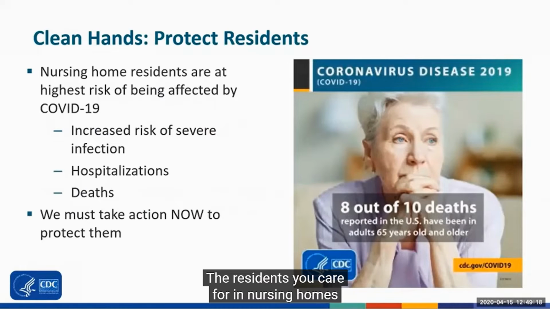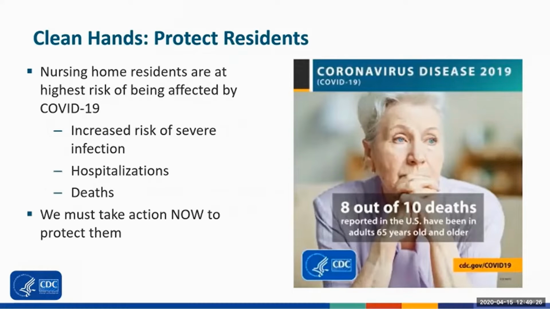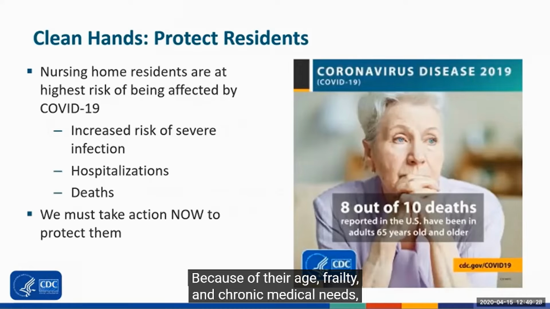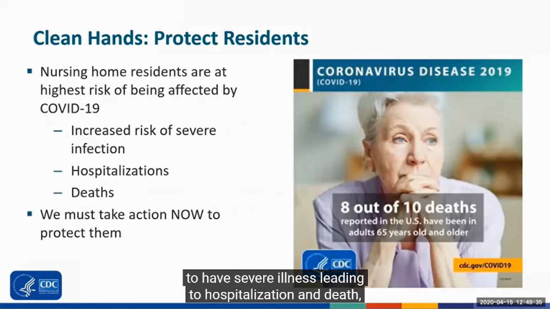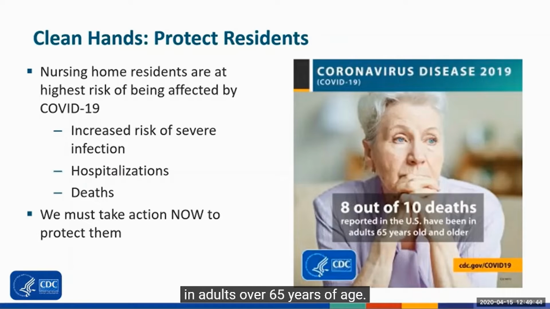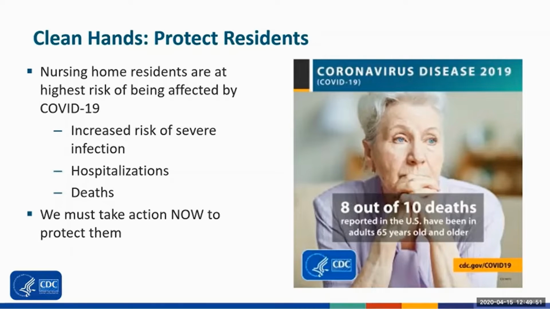The residents you care for in nursing homes and assisted living facilities are the most vulnerable to COVID-19 infections. Because of their age, frailty, and chronic medical needs, nursing home residents are more likely to have severe illness leading to hospitalizations and deaths. 8 out of every 10 deaths from COVID-19 have occurred in adults over 65 years of age. We all must take action now to protect them.